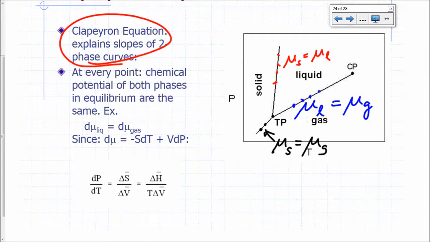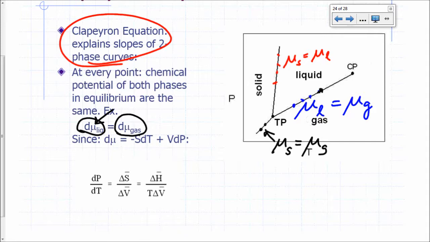All right, so let's just examine the liquid to gas curve. If I were to move from one point to another, let's imagine two neighboring points very close to each other, the change in the chemical potential for the liquid as I move from one point to its nearest neighbor would be equal to the change in the chemical potential of the gas, because the chemical potentials would have to be the same at each and every point.